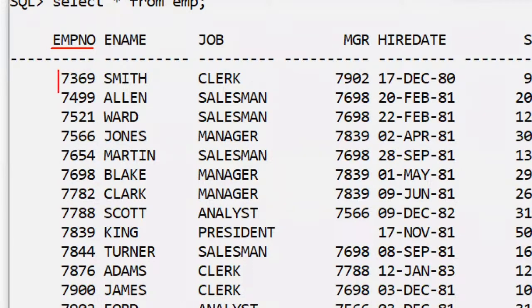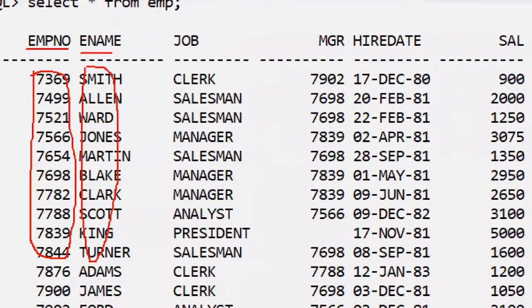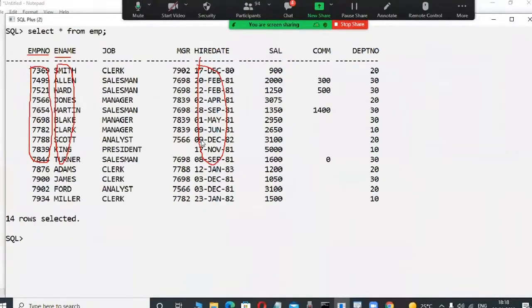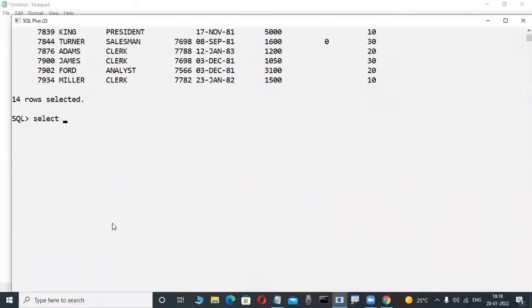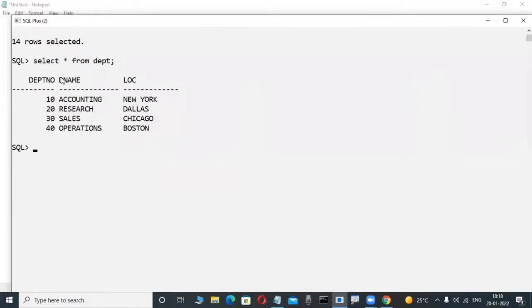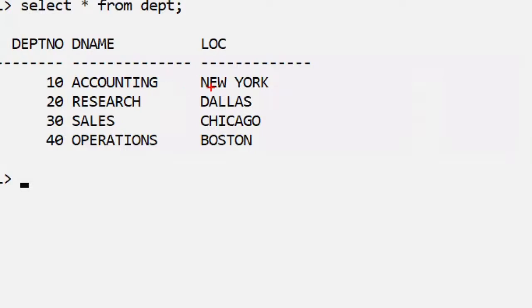Here, employee number: in this column only numbers are available. In this column only characters are available. In this column only dates are available. That's why, observe here, the data is stored in a structured manner. In a relational database, there is structured data, a structured collection of data.